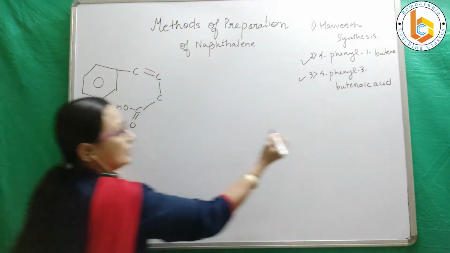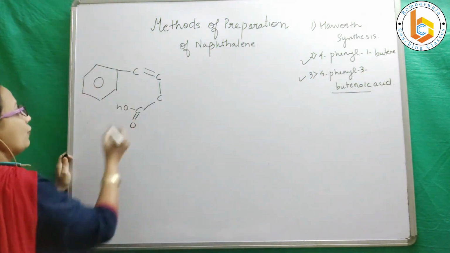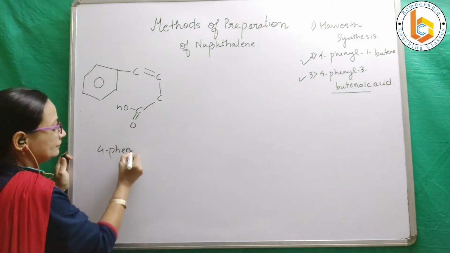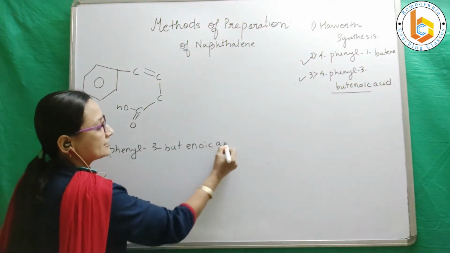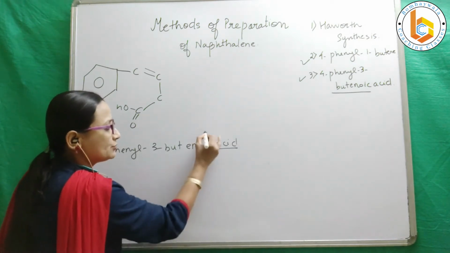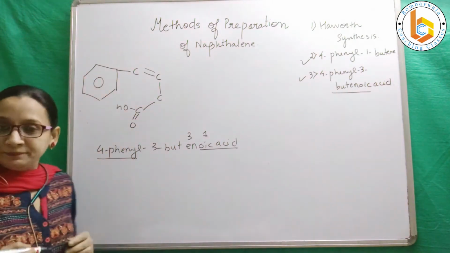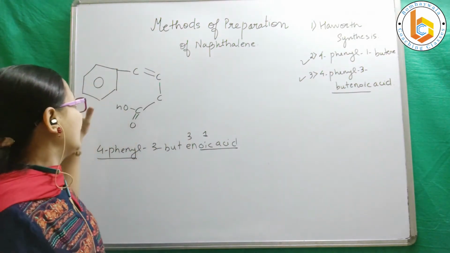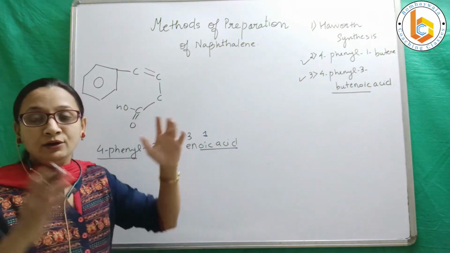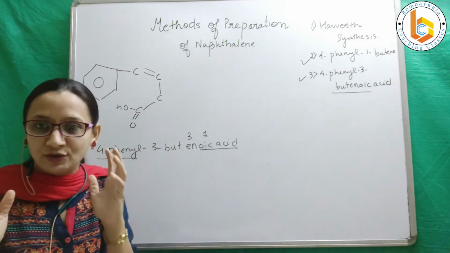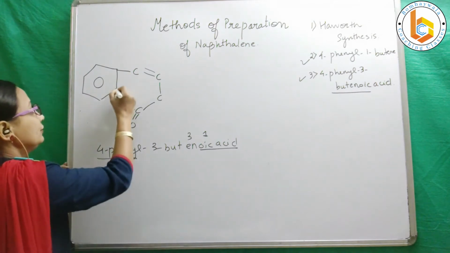It is 4-phenyl 3-butenoic acid. So oic acid is at position 1, ene is at position 3, and at the fourth position there is a phenyl ring. So this is my starting material. Again, I can guess what I should do to create a 2-ring fused structure, which is the structure of naphthalene. What I will do in my first step is dehydration.